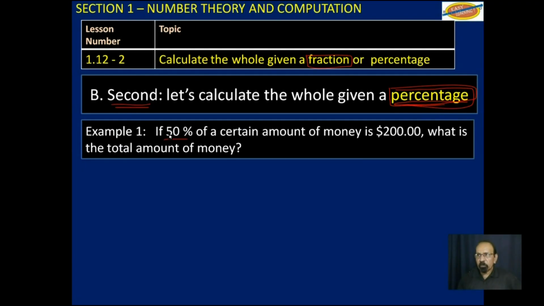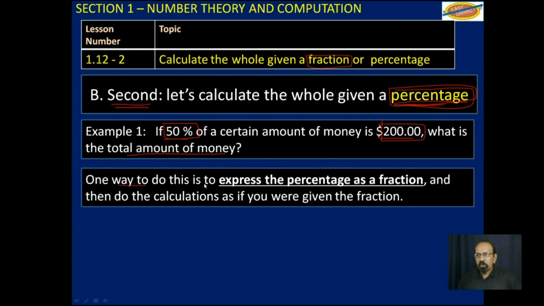Now, if 50% of a certain amount of money is $200, what is the total amount? Now, this is fairly easy, but again, we are trying to establish a principle. 50% means half. So if half of a certain amount of money is $200, then obviously you know that the full amount will be $400. So let's see how that goes.